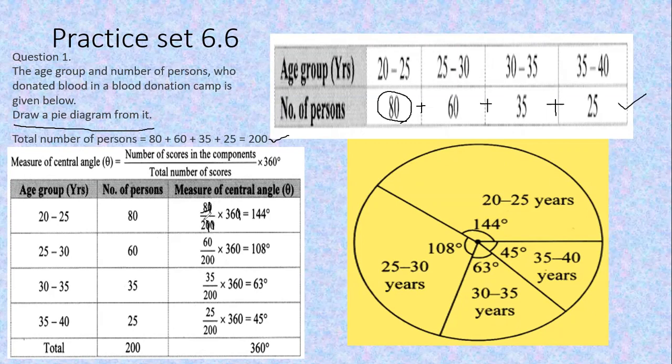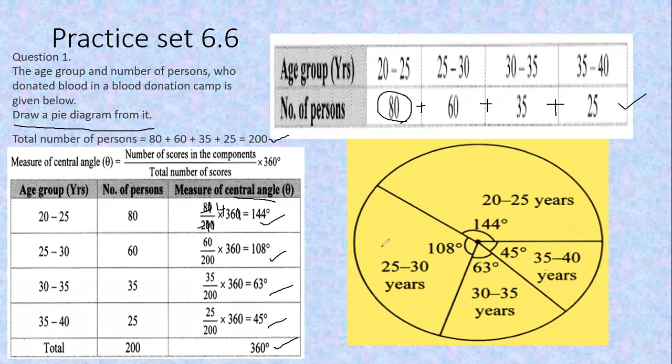This 8 is cancelled with the 2, you get 4. Okay, 4 multiplied with 36 is 144. Like this, you do all the data and find out the central measure, theta. So in total you get 360, because the total measure of the circle is 360. Now this central measure you have to represent in a pie diagram. Here you have to draw a circle.